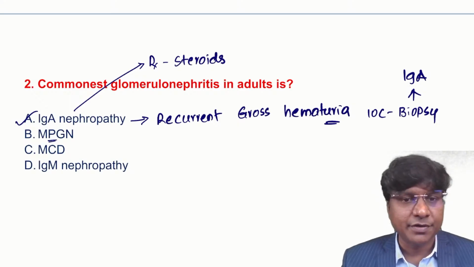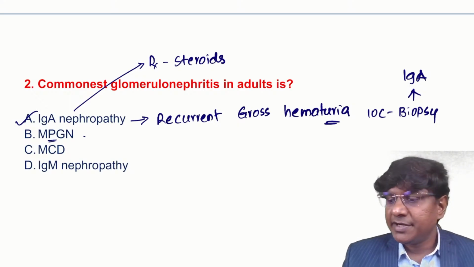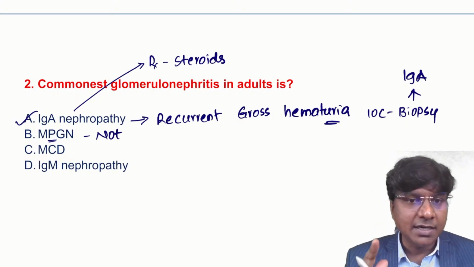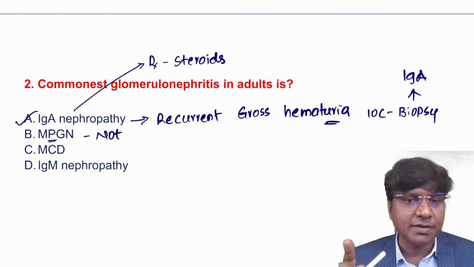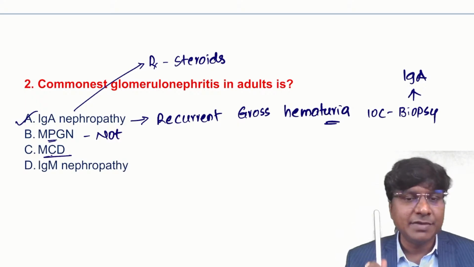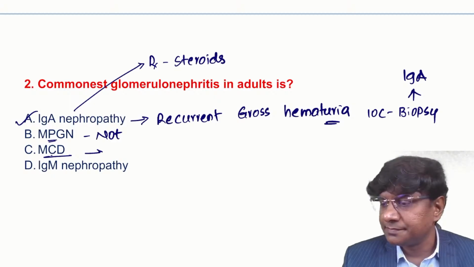Take membranoproliferative glomerulonephritis. This is not a common cause of primary glomerulonephritis. More often it is secondary. And take minimal change disease. This is a leading cause of nephrotic syndrome in children.